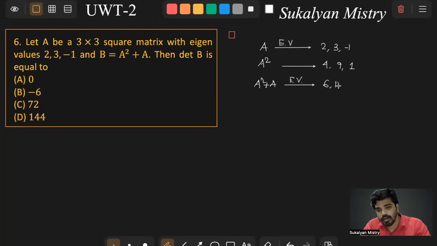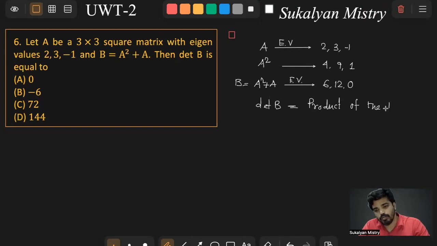So therefore eigenvalues of A square plus A are 6, 12, minus 1 plus 1, that is 0. That means this is B. So the eigenvalues of B are 6, 12, and 0. So we have to calculate determinant B. Determinant B means the product of the eigenvalues.